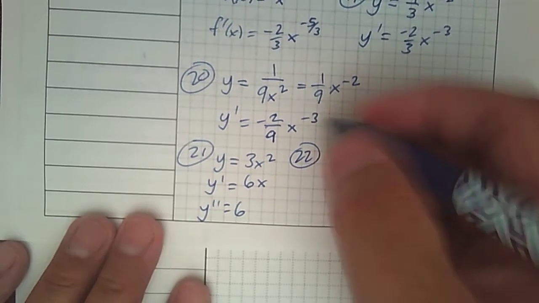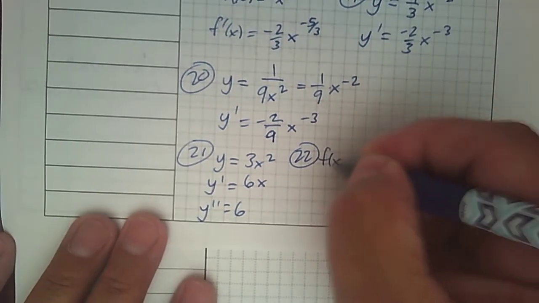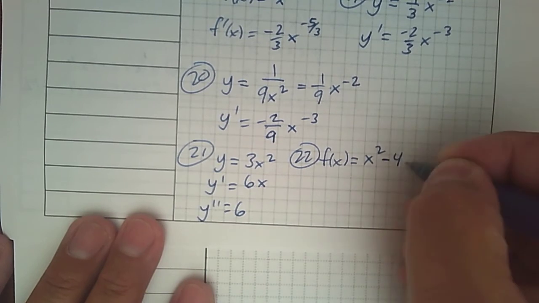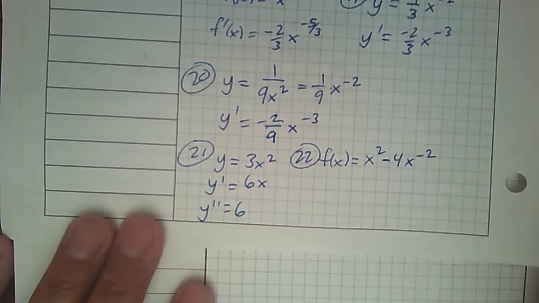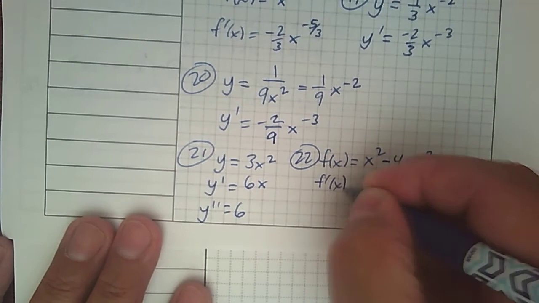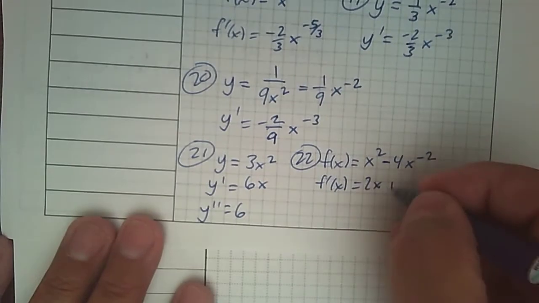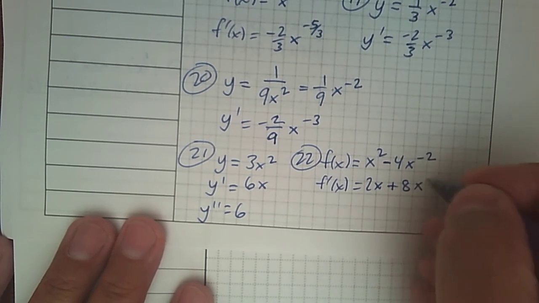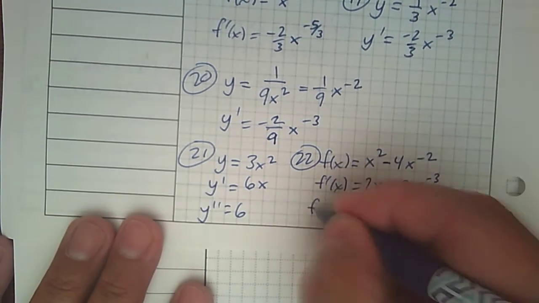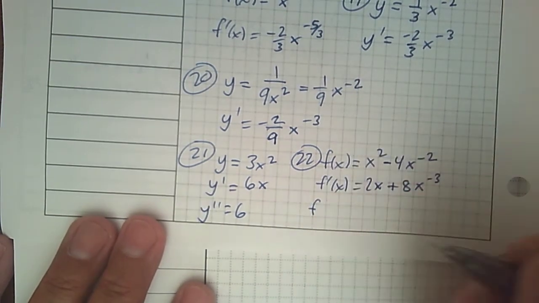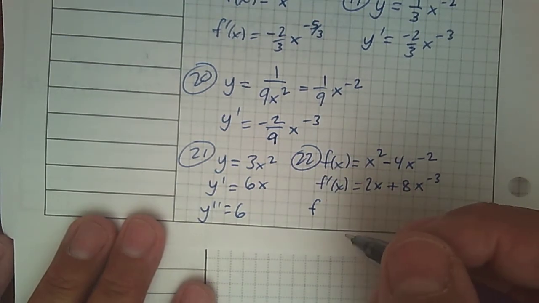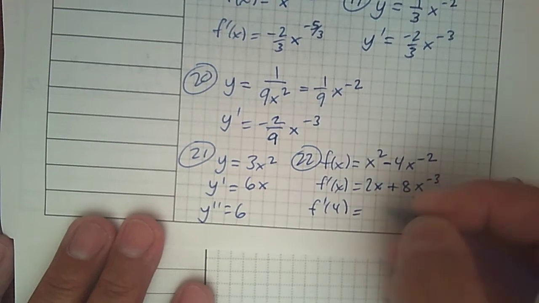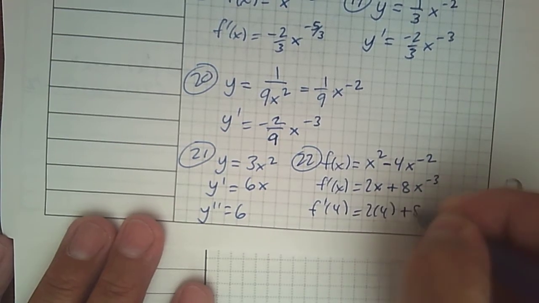Number 22. First, I'm going to write it properly. So if I write this properly, I have x squared subtract 4x to the negative 2. The first derivative is 2x. The second derivative, negative times the negative is positive 8, x, and then subtract 1. The second derivative, 22 just says, find the first derivative at 4. So that's as far as I need to go. So then I just need to plug in 4, and then there's my answer.